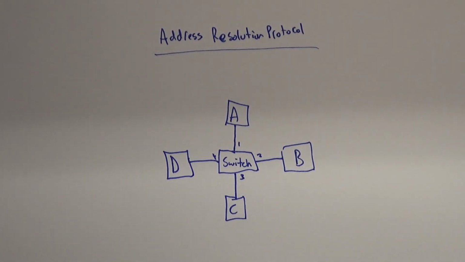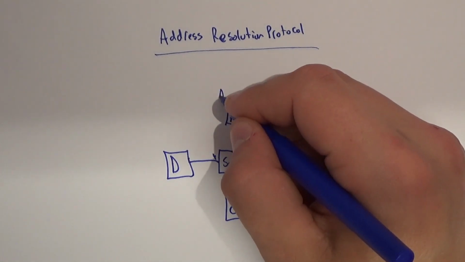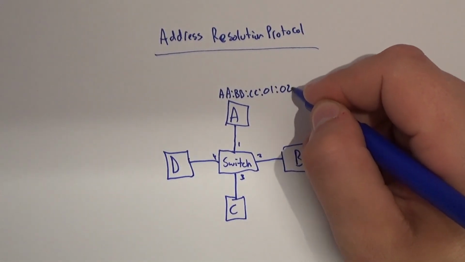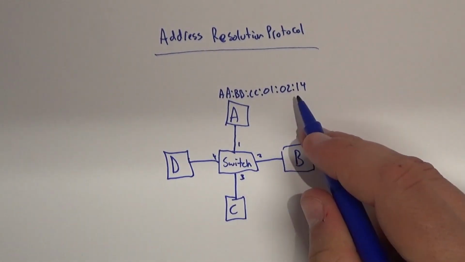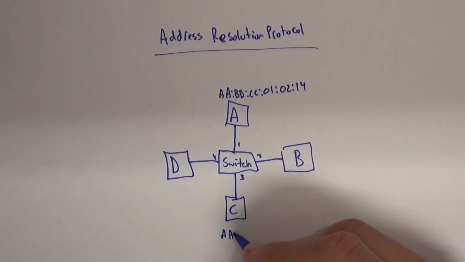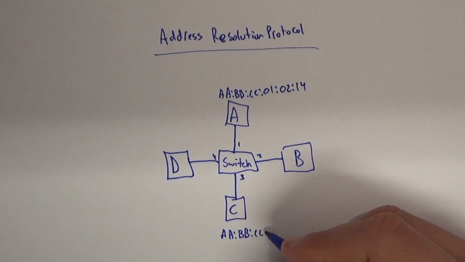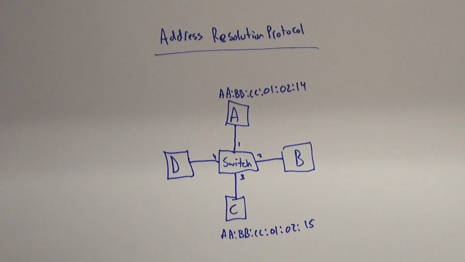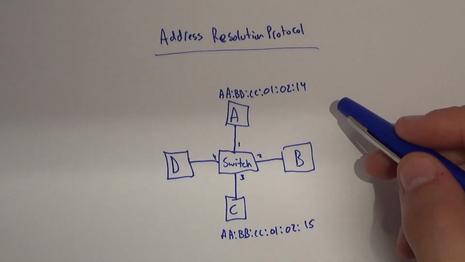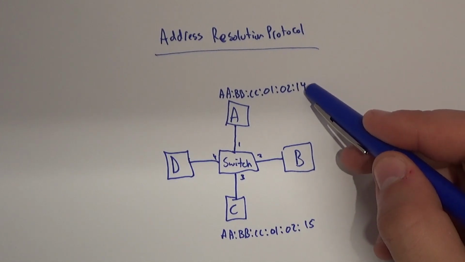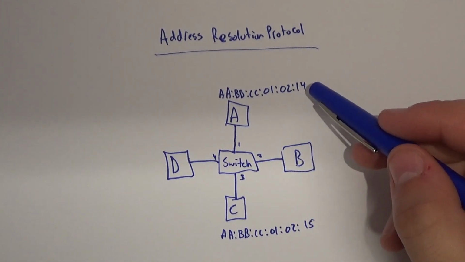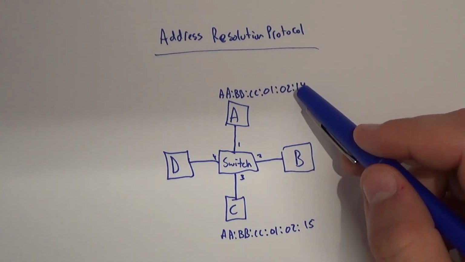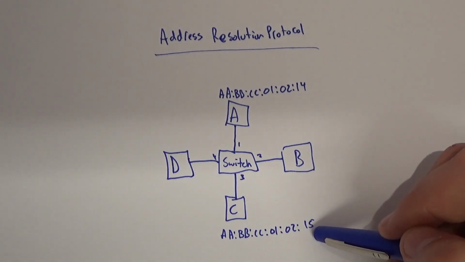Each of these computers has a MAC address. So computer A, for example, might have AA, BB, CC, 01, 02, 14. Okay? Some MAC address. Computer C might have a similar MAC address, but remember, MAC addresses are globally unique, and so it's got a different MAC address than computer A. Now in Ethernet communications, all Ethernet frames have to have a source MAC address and a destination MAC address. So if A wants to talk to C, A needs to put in their MAC address as the source MAC address and this MAC address as the destination MAC address.